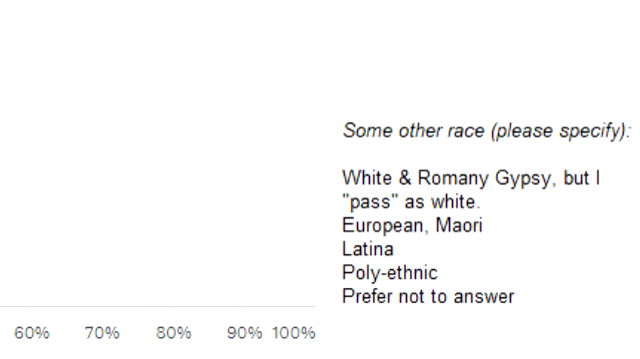white and Romani gypsy, but I pass as white. European and Maori, that was one person who said they identify as both. Latina, polyethnic, and one person said they prefer not to answer.